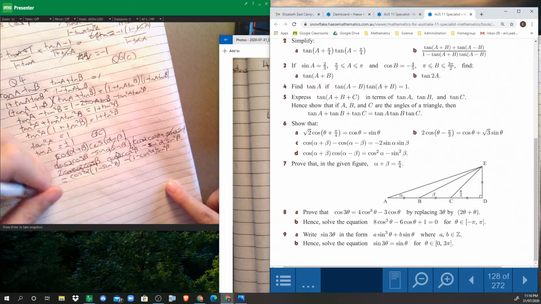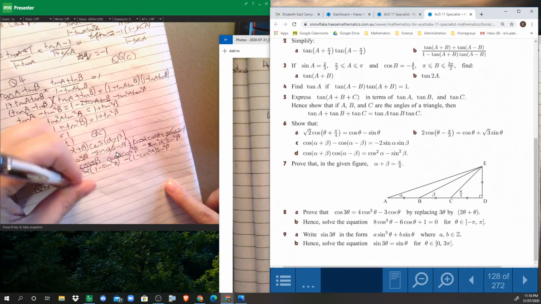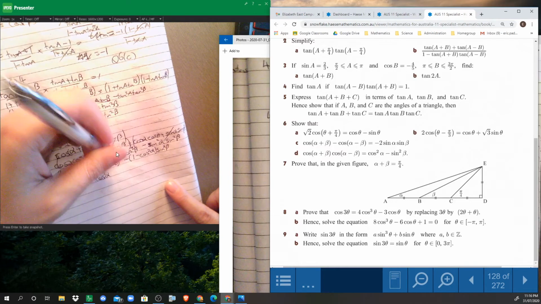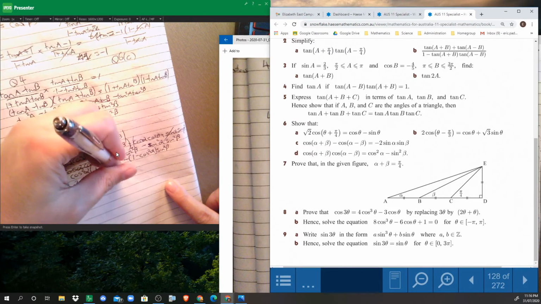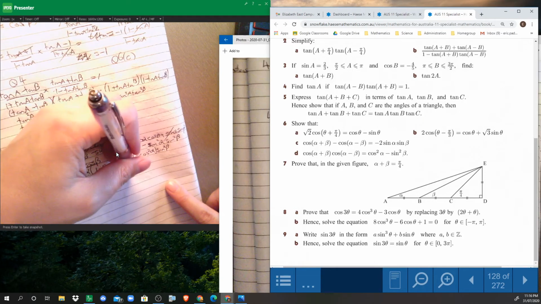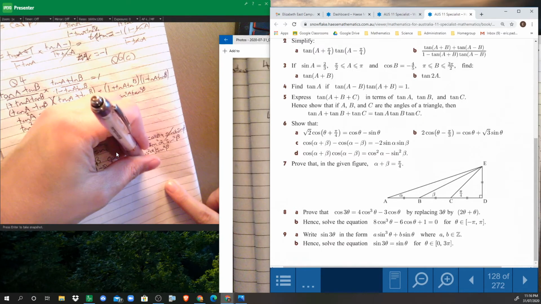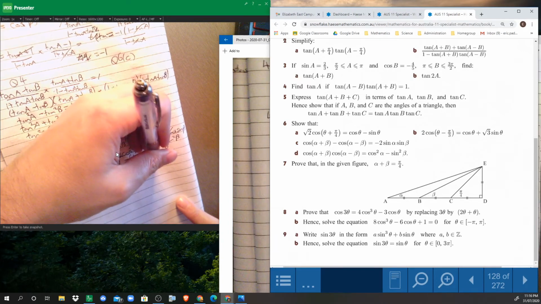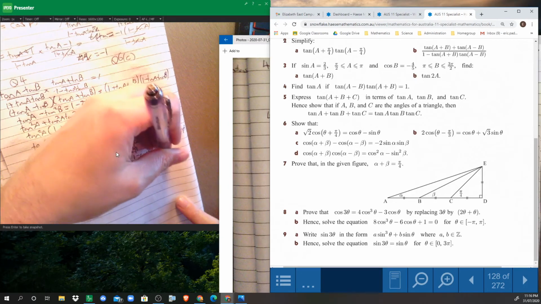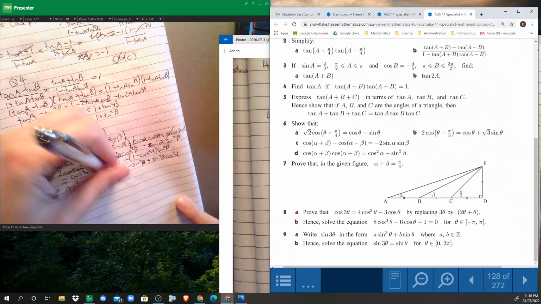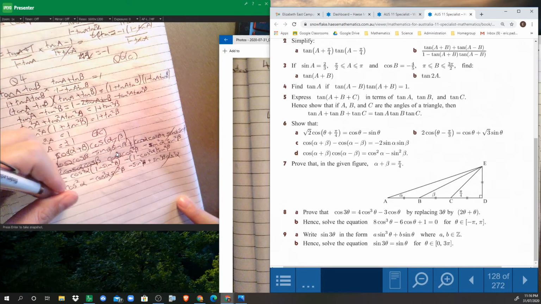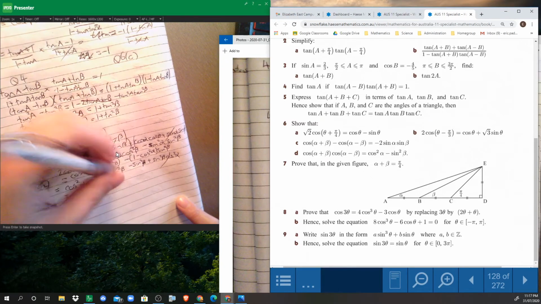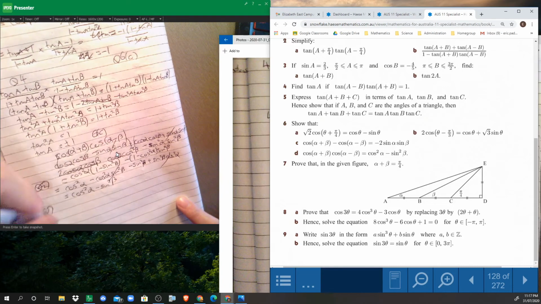All right, expand and simplify. Cosine squared alpha minus cosine squared alpha sine squared beta minus sine squared beta. Yep, and those two will cancel, that's easy. And then we got what we want. There we go. All right, then we got a few more to do. I said I'll do question 7. Let's do that one. Question 7.